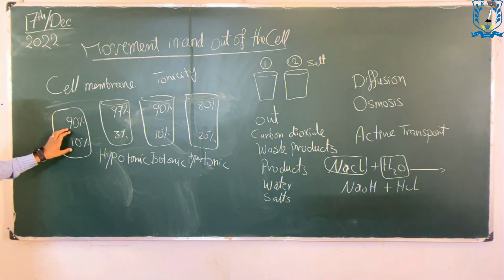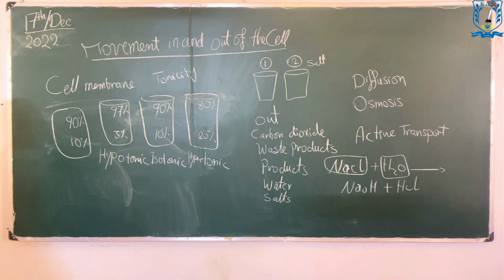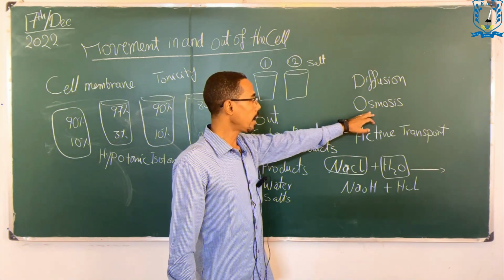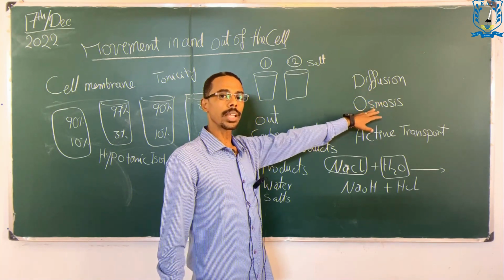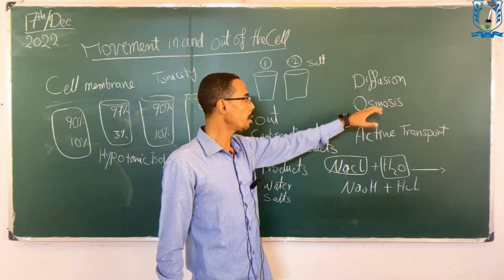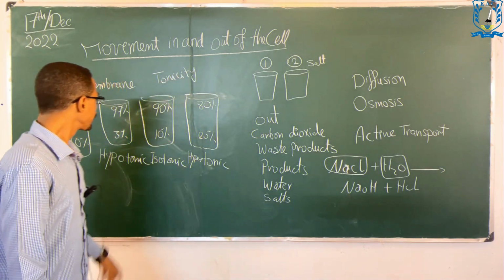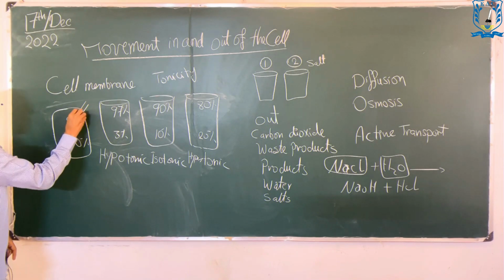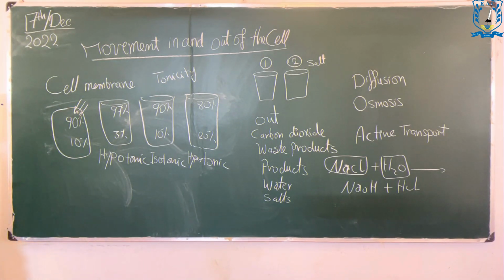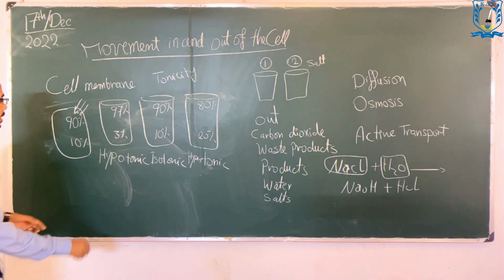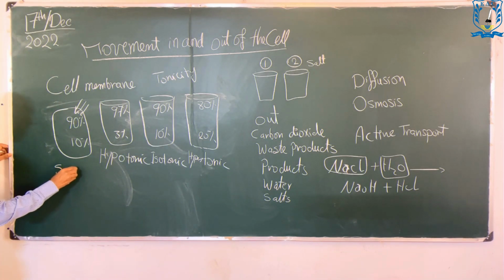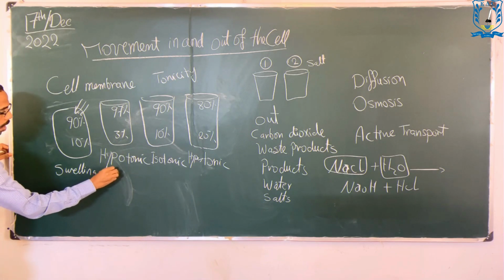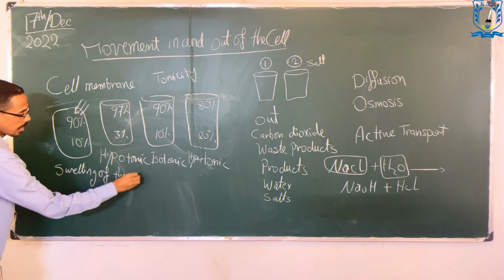So if it is exposed to the hypotonic solution, and we said that osmosis is the movement of water from the area where it is highly concentrated to the area where it is less concentrated, through a semi-permeable membrane. So here, based on osmosis, the water will enter into the cell. And this will result in the swelling of the cell.